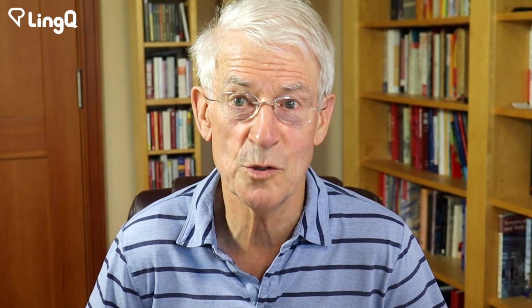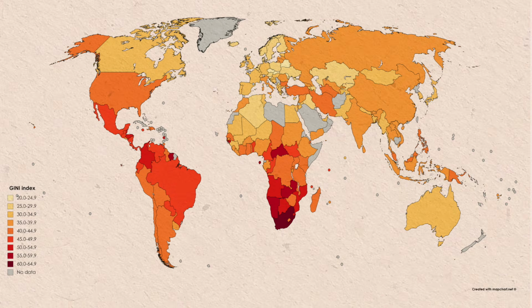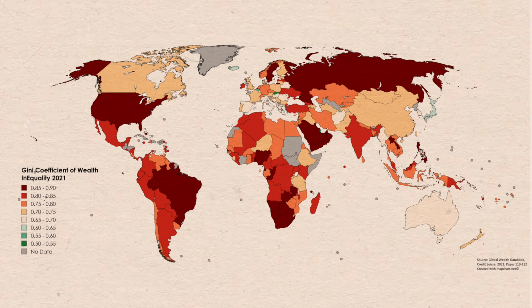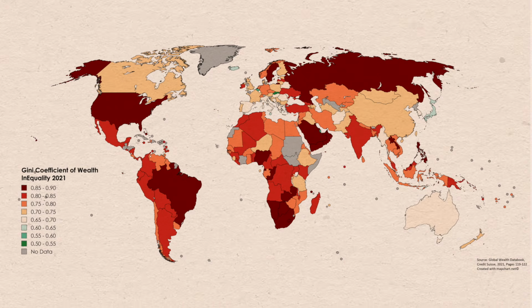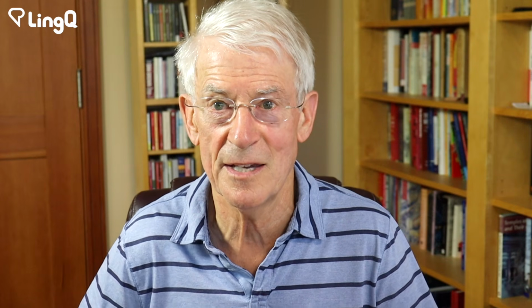And I'll show you these two maps, one for income distribution, which is a little different from the maps of wealth distribution. But in all countries, when it comes to wealth, 20% of the population controls between 60 to 80 or more percent of the wealth in that country. So that still is the case today.